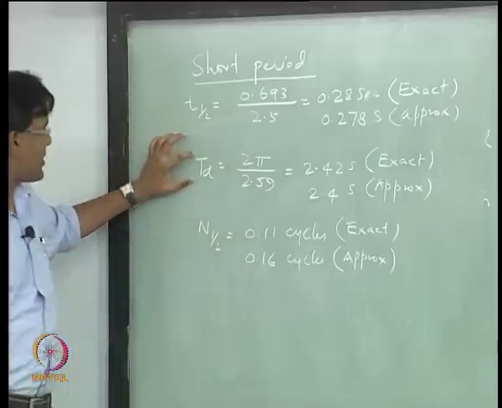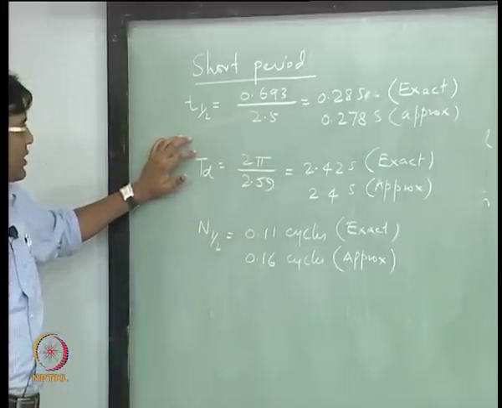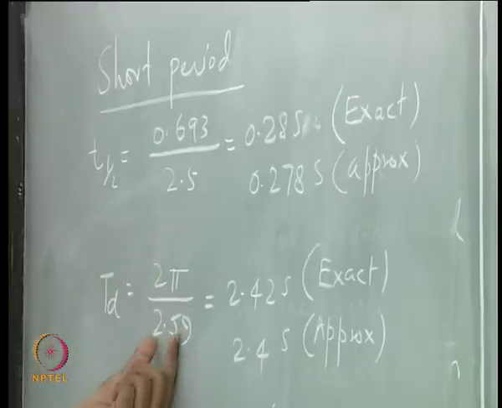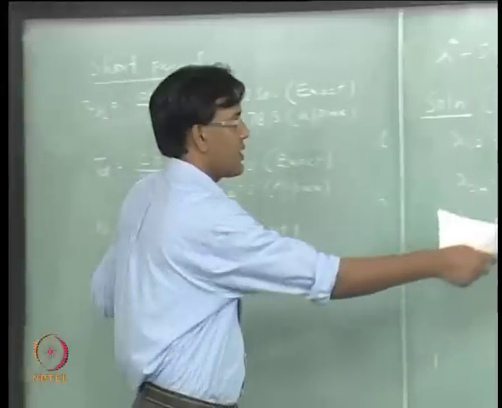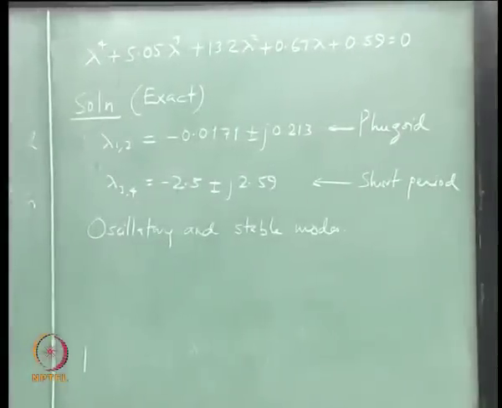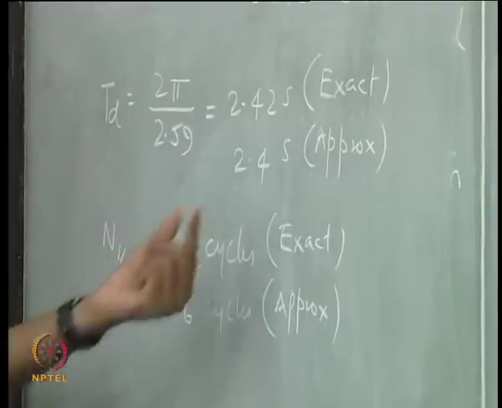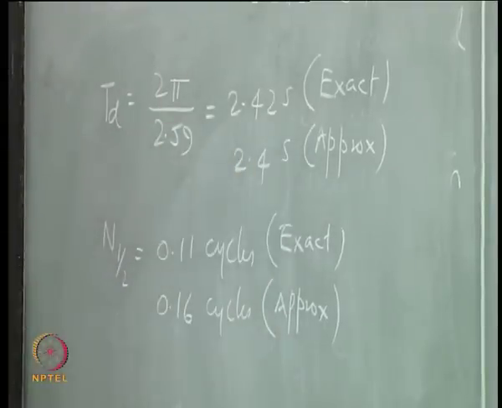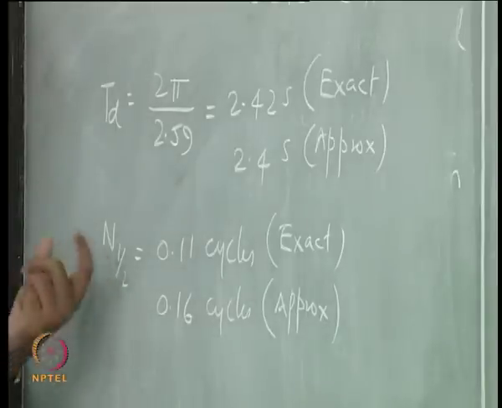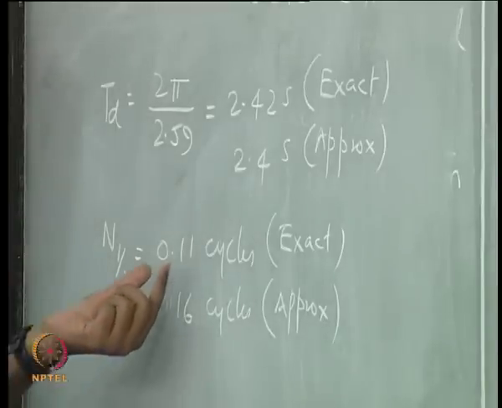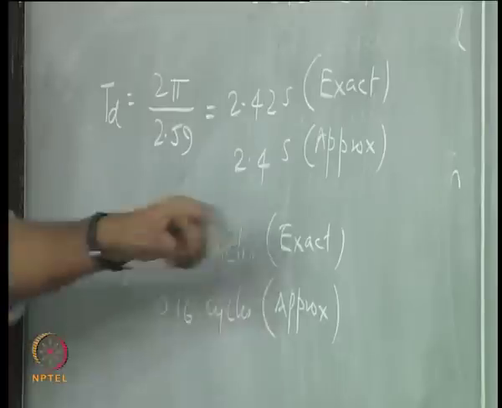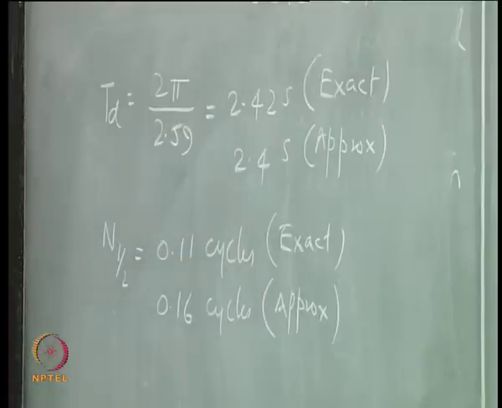Look at the damped time period, which is 2 pi over omega d. Omega d is 2.59, and that is giving me 2.42 seconds, which is the exact value, and 2.4 seconds is the approximate value. Cycles to half the amplitude, here we get 0.11 cycles exact, 0.16 cycles approximate. So, this is looking very close, isn't it.